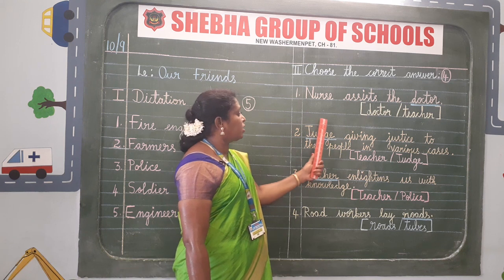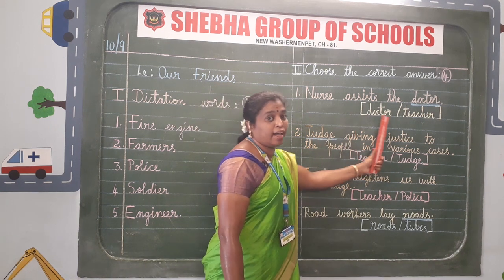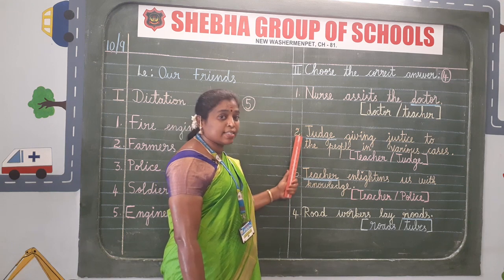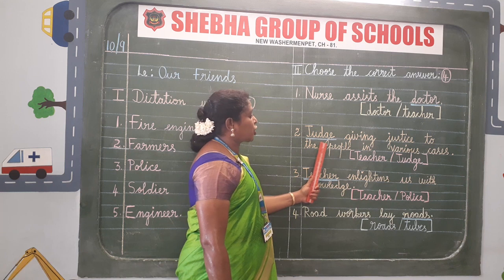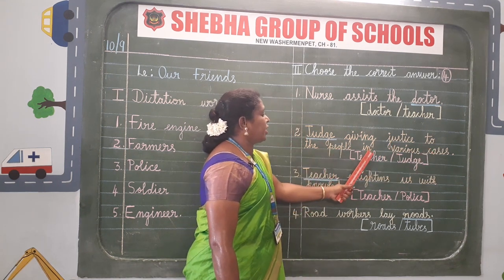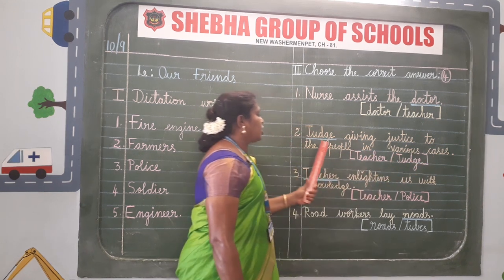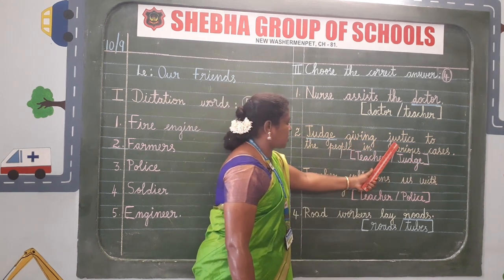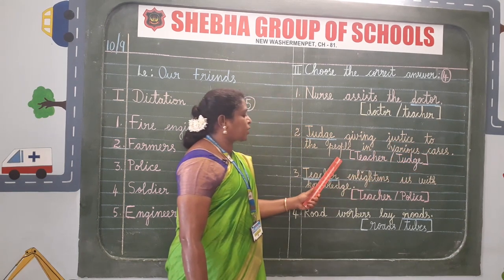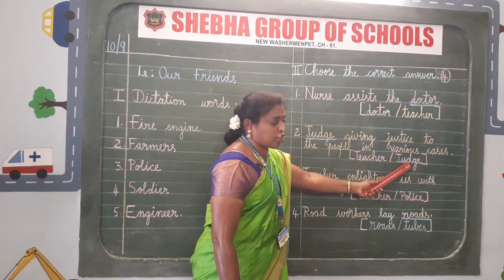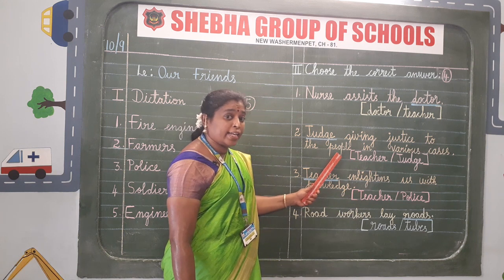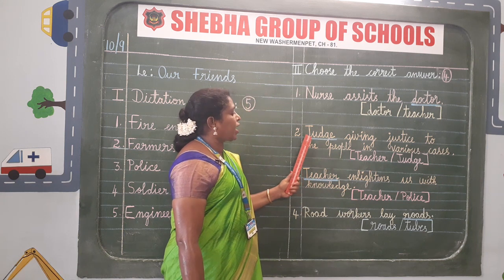Okay, children. Next, after finishing the number one, you are going to write the second one. You have to leave a line and start writing from the next line. Clear, students? Write the number inside the margin. Judge giving justice to the people in various cases. The options are teacher, judge. The option must be written in the next line itself. Okay, children? The answer is judge.